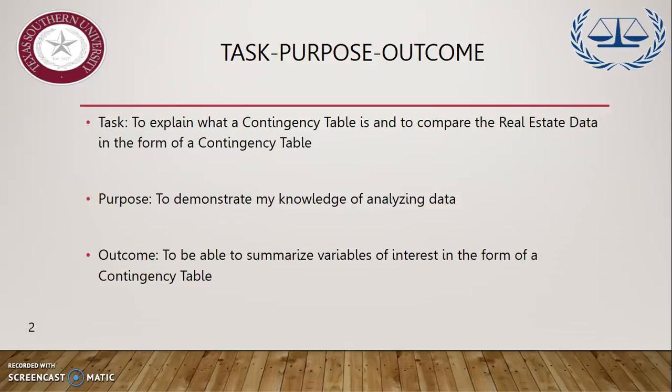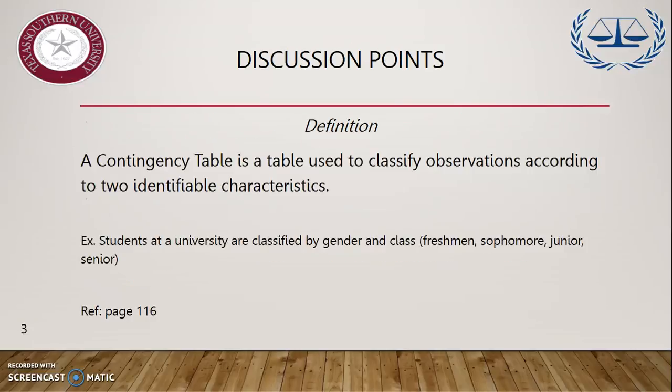So the task, purpose, and outcome. The task will be to explain what a contingency table is and to compare the real estate data in the form of a contingency table. The purpose will be to demonstrate my knowledge of analyzing data once it is comprised in a contingency table, and the outcome will be to summarize the variables of interest in the form of a contingency table. So I have two different variables to summarize and analyze once they are populated into my contingency table. So, my discussion points.